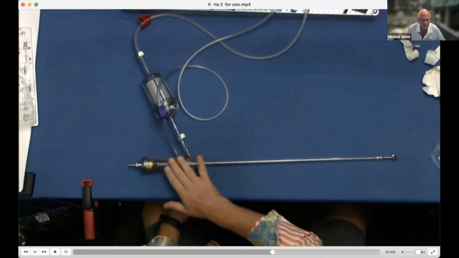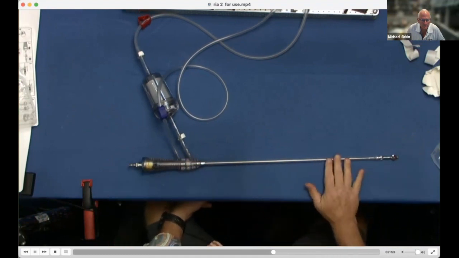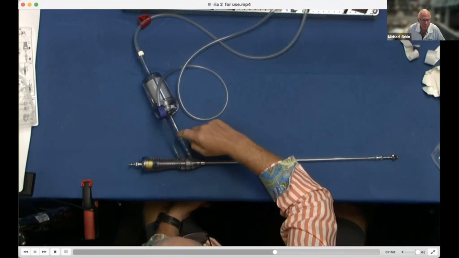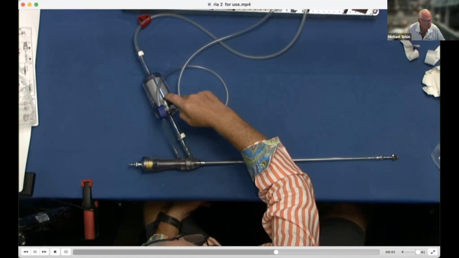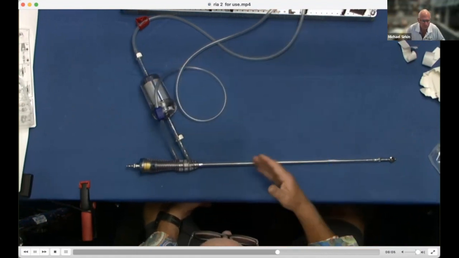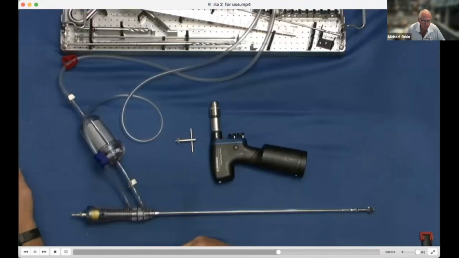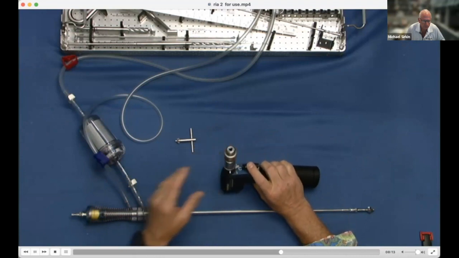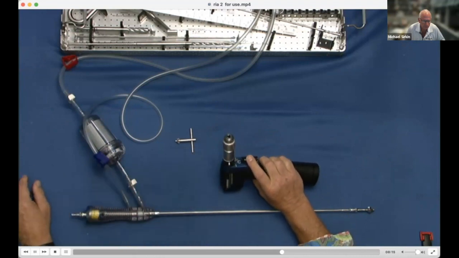So we have our RIA setup, our irrigation fluid, our aspiration, our collection canister, and the other parts going off the field. And the last part is to go ahead and connect your drill. In this case, we're going to connect the RIA with a Jacobs chuck, but you could also have a modified Trinkle attachment that should be in the set.